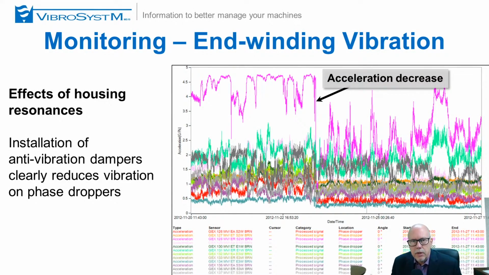Now, the effects of resonances, that's one thing also that we take a look at. In fact, the results that you have on the screen was, well, I can't identify the location, but it was a unit that had a known housing resonance issue. It was not very bad, but it was known. The housing did resonate at 100 hertz. And while I was on site doing some testing, we were taking a look at the trends over time of all the different sensors.